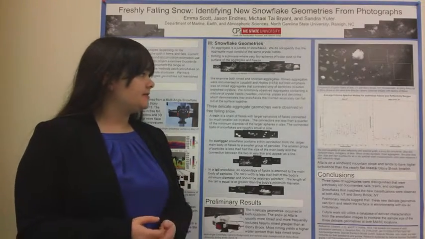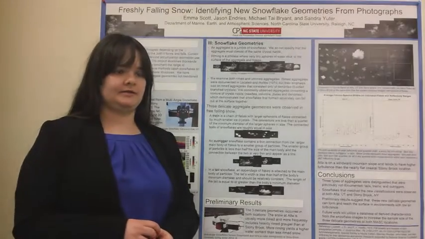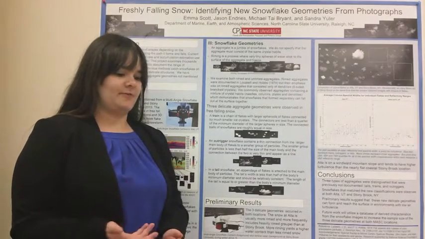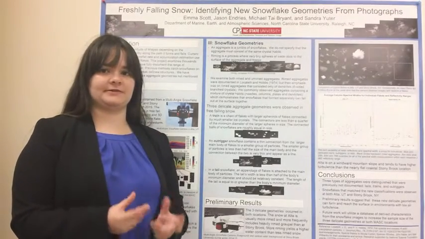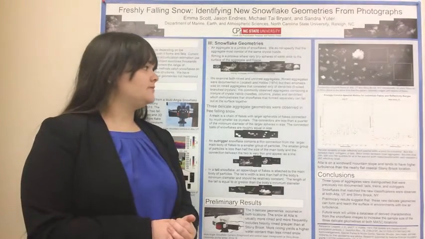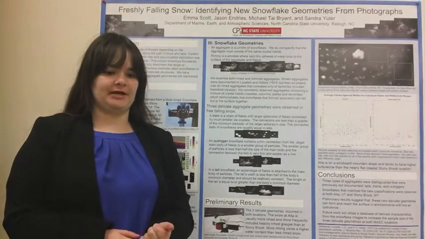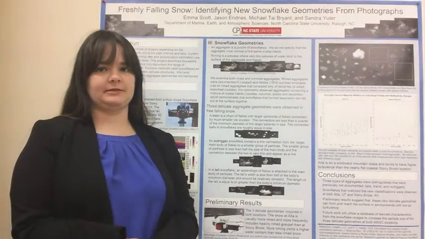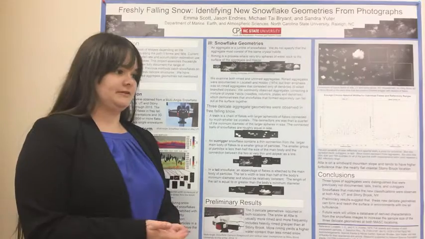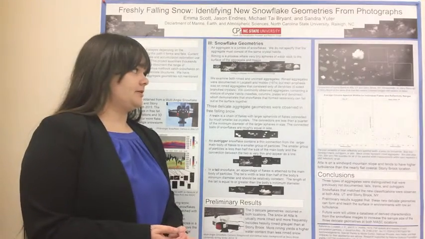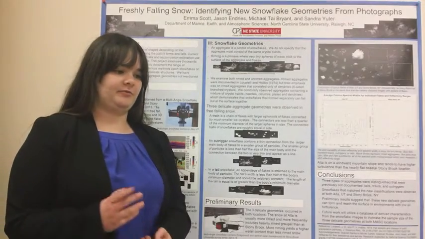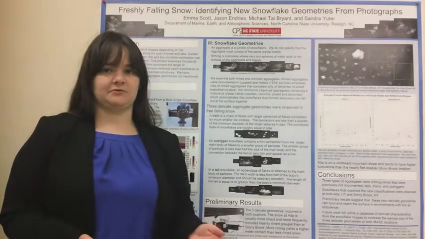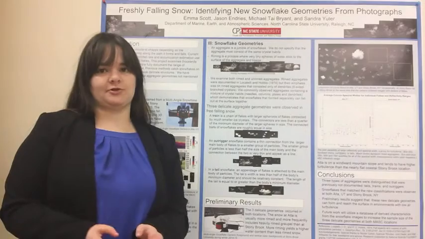Previous studies have mostly looked at rimed aggregates that are composed of one type of crystalline structure. So they may look at something which has 6-sided dendrites in it. But we also included rimed aggregates that were composed of different crystal structures. So you could have plates, columns, needles, and 6-sided structures all in one aggregate.